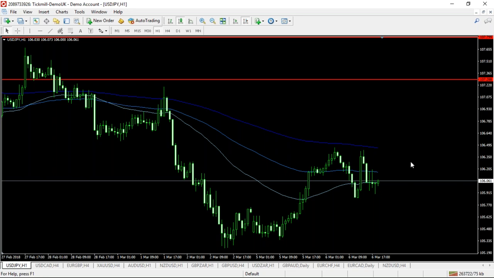Now I like to call the area of the three lines right here to actually be sort of an uncertain type zone. The reason as well is the way the three lines are moving, they're actually moving sideways. If they are moving sideways, it's not really a good sign in terms of clarity of trend. So it is moving sideways, it's hinting uncertainty at the moment for the USD JPY 1 hour chart.